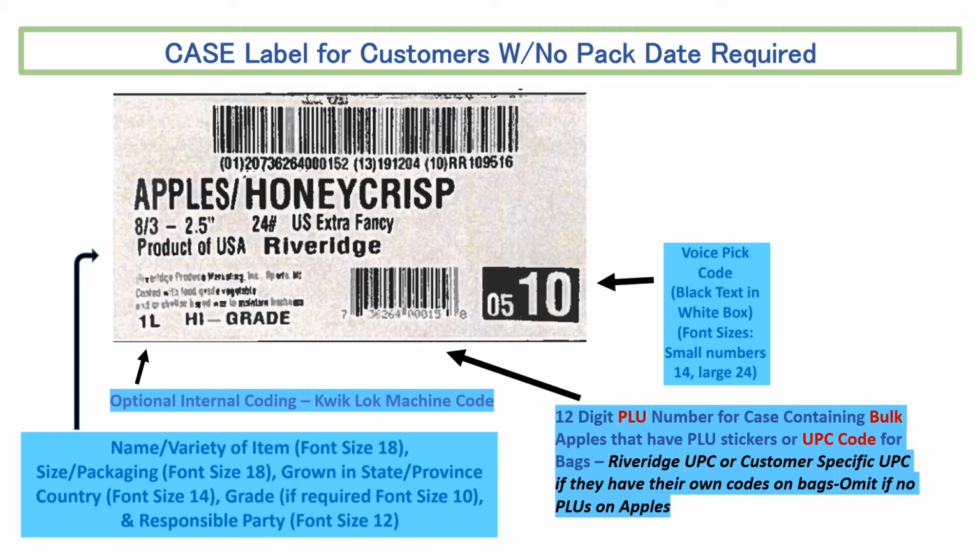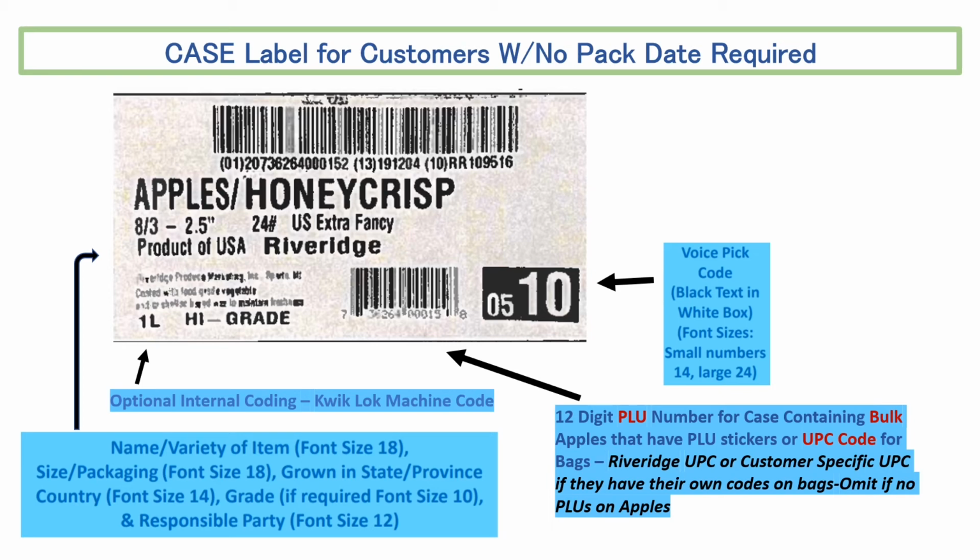Okay, now let's take a look at the case label for customers with no pack date requirement. We do have customers that do not want the pack date on the label. So that really is the only difference, that for that area we would omit, not include any pack date under the barcode label. We're not going to call that out. I think you can probably see that everything else is pretty much the same as the label previously that we did include the pack date on.